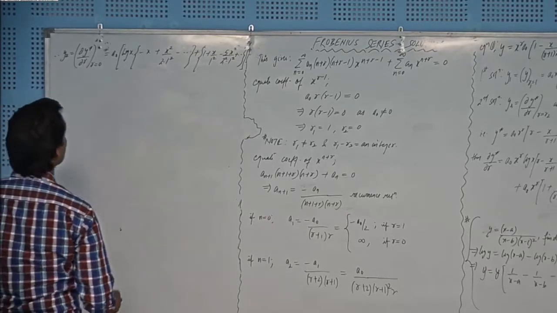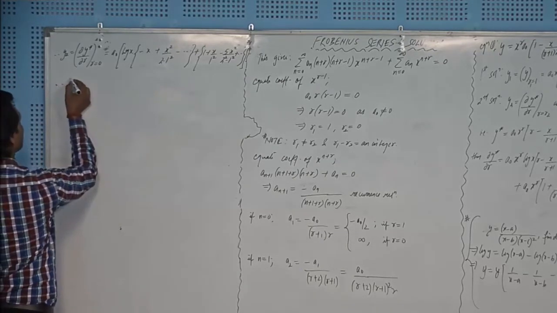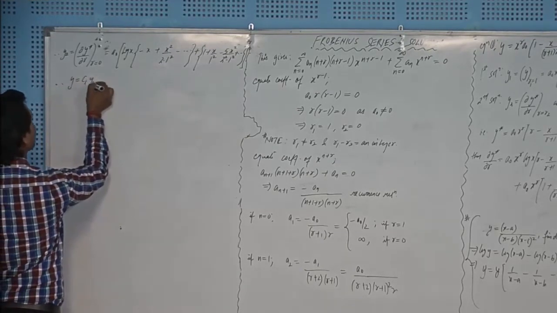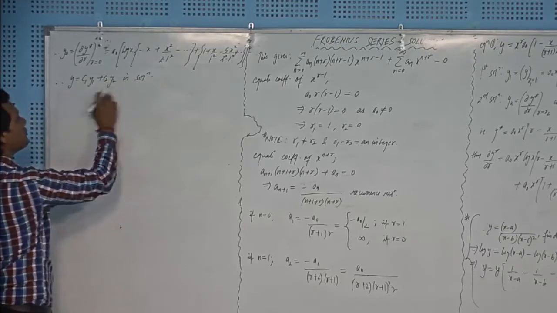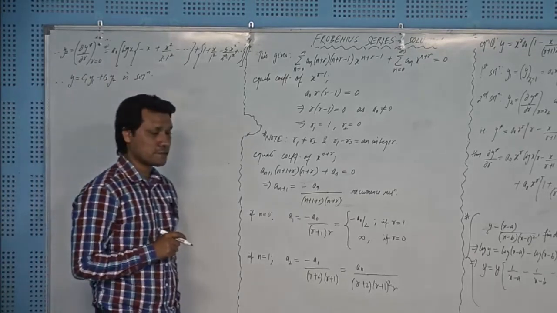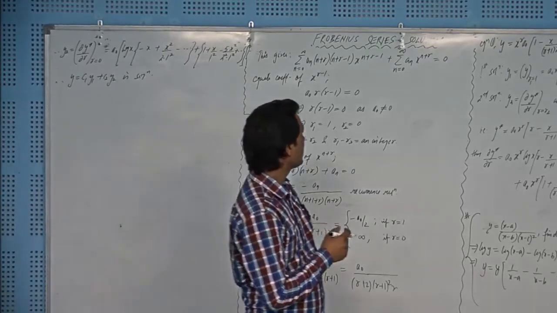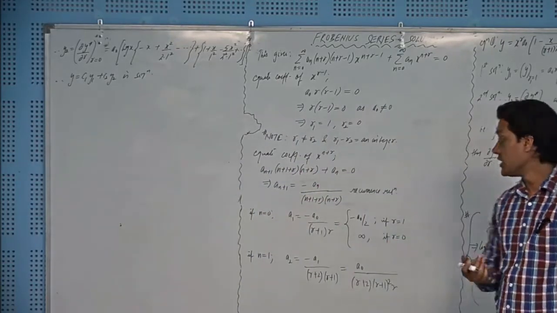Now you can see that this is the second solution, and you already have your first solution. The complete solution, y is equal to c1 y1 plus c2 y2, is the solution. You can use those values of y1 and y2 and plug them here, and you will get the complete solution. I am not writing that. So this is how Frobenius series solution works in the case when one of the coefficients becomes infinite.